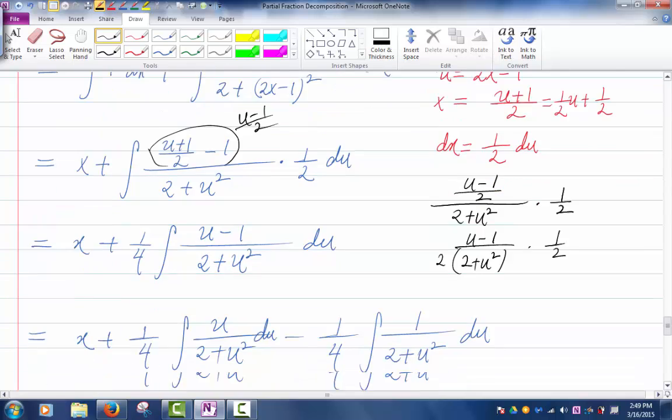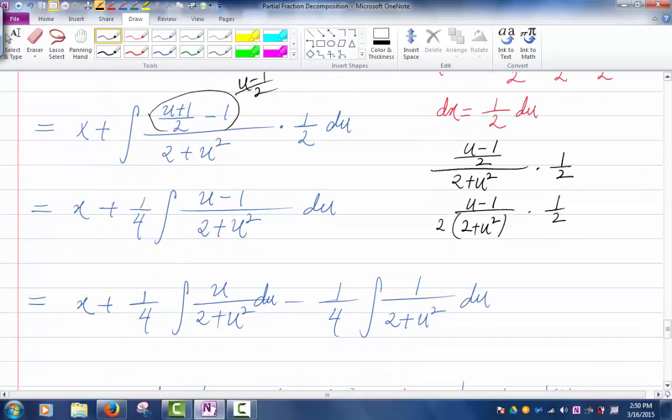Now, once I have u minus 1 over that, I do the same thing as before. Break it into 2. u divided by 2 plus u squared, and negative 1 over 2 plus u squared. I took the negative outside. Now, once I have that, I do the same thing as before for the first integral.